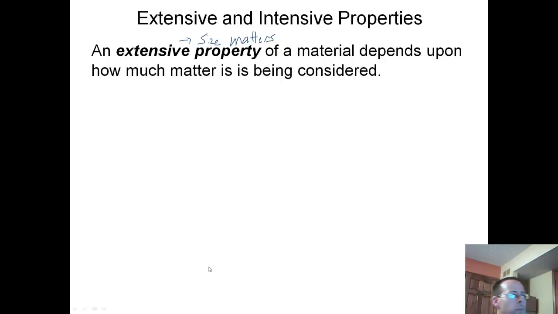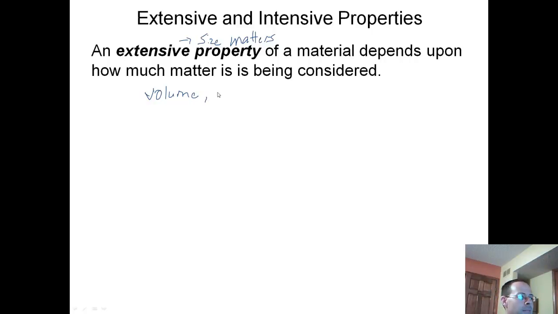So what are some properties of matter where size affects that property? Some obvious examples, in thinking of extensive or intensive: if you have a small piece of this and a large piece of this, what things are changing? Volume is changing. So volume would be an extensive property. The small one has less volume than the large one. Volume is basically based on length, width, and height.